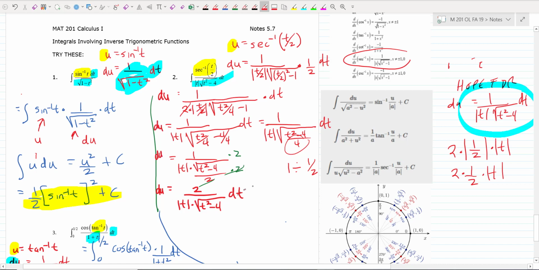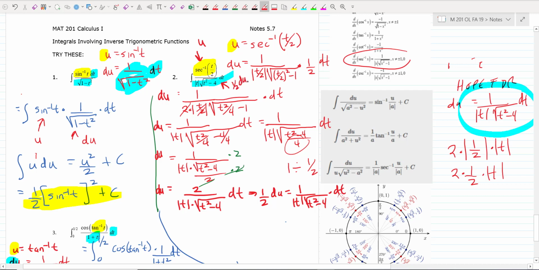Now if I divide both sides by 2, I end up getting 1/2 du is equal to 1 over the absolute value of t squared minus 4 times dt. Okay, like that. And now we're ready to roll. So it looks like u is going to be the part in yellow, and the part in blue is going to be 1/2 du.